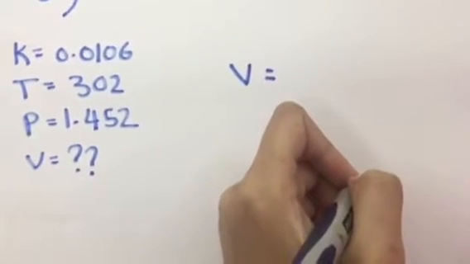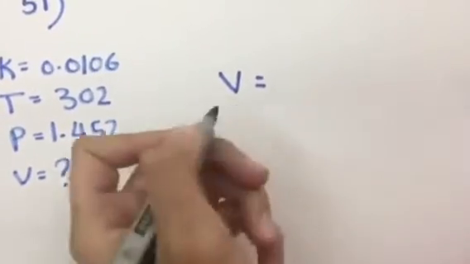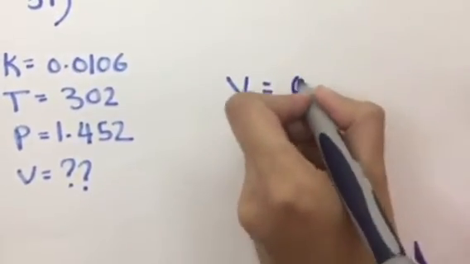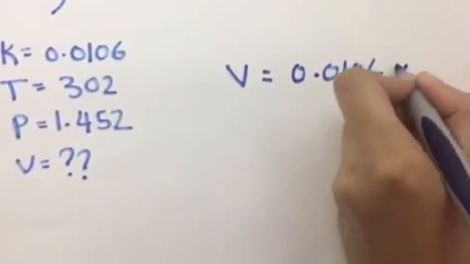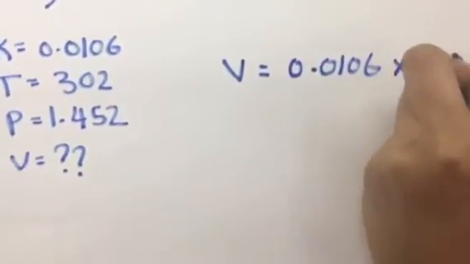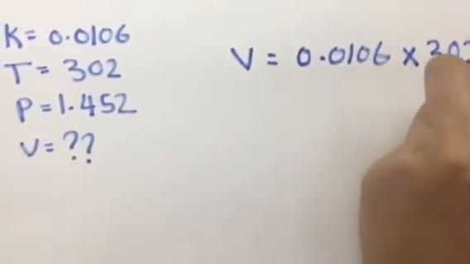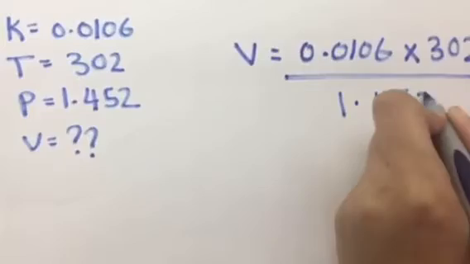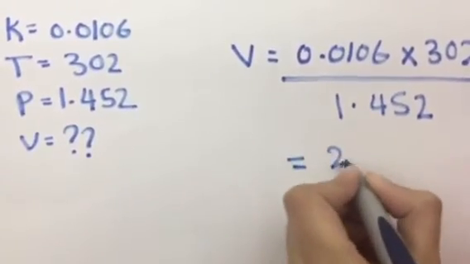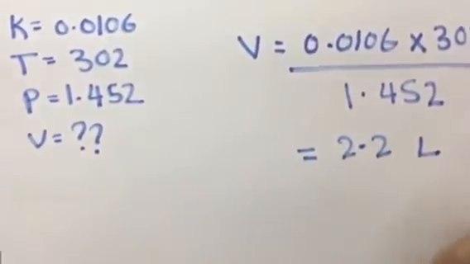After we found the K, which is 0.0106, we need to find the volume at the pressure of 1.452. To find the volume, we need to multiply 0.0106, which is the K, multiplied by 302, which is the temperature, divided by the pressure, which is 1.452. The answer will be 2.2 liter.